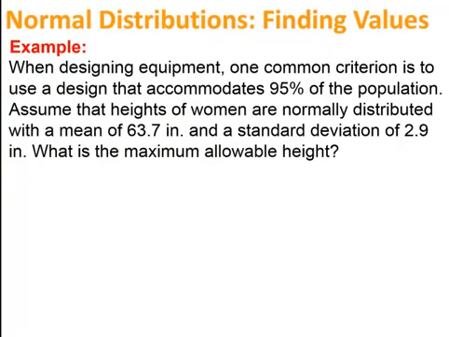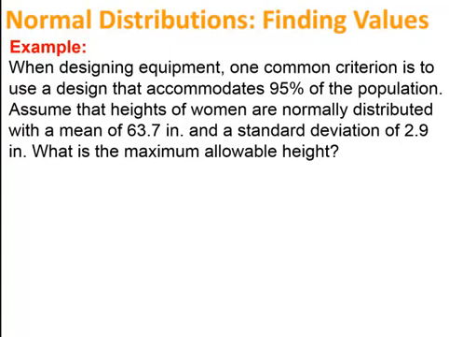This next example: when designing equipment, one common criterion is to use a design that accommodates 95% of the population. So it wants us to design something that accommodates 95% of the population. Assume that the heights of women are normally distributed with a mean of 63.7 inches and a standard deviation of 2.9 inches. What is the maximum allowed height?